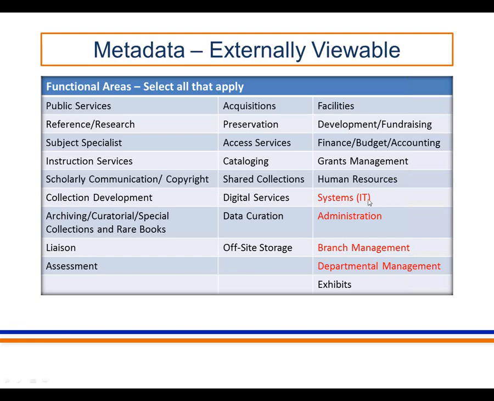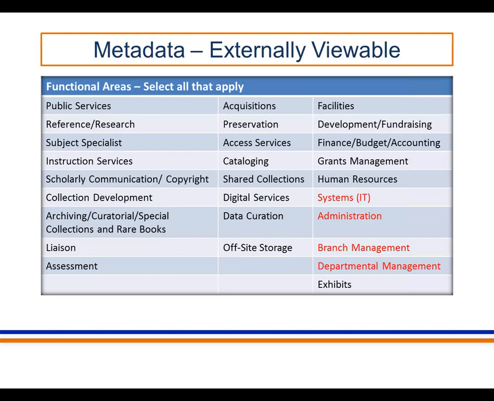The first is, there were a variety of IT positions. We've collapsed it into one in this scenario. The other was to define administrative responsibilities as a functional area. And then the other is branch management. People indicated they thought it'd be useful to have some distinction between different management positions. So administration would be a centralized position, but it also might be an associate dean. And there is the opportunity to check all that apply. Again, we would require people to fill this out for each position that they submit a document for.